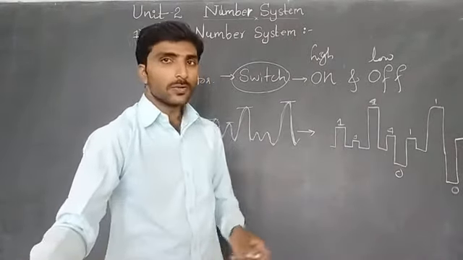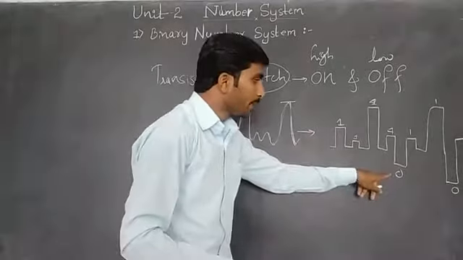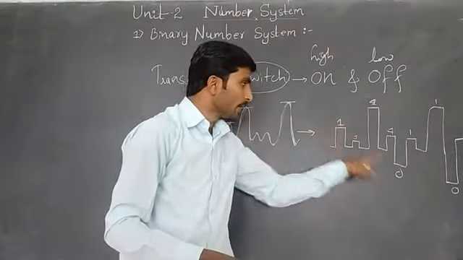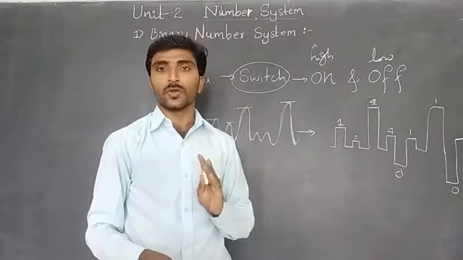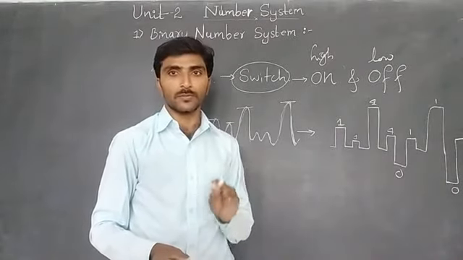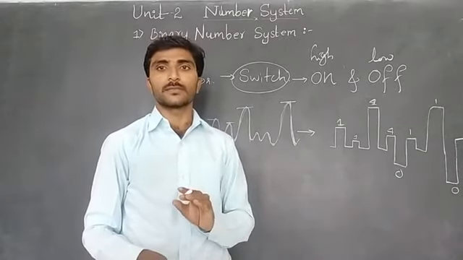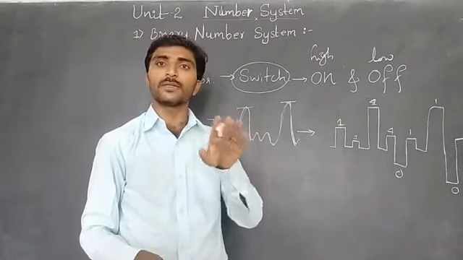Okay, so here there are 2 digits I am using. What are those? 1 and 0. Only 1 and 0, not 2, 3, 4, 5, 6, because the computer can only understand binary numbers. Binary numbers means zeros and ones.